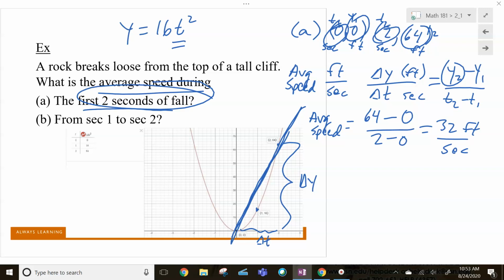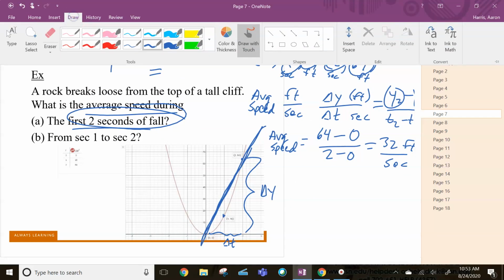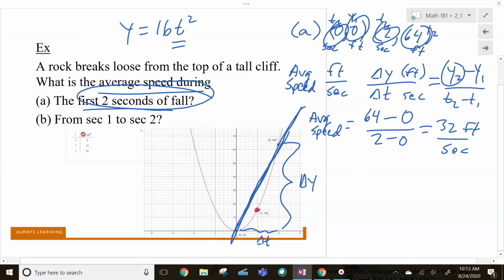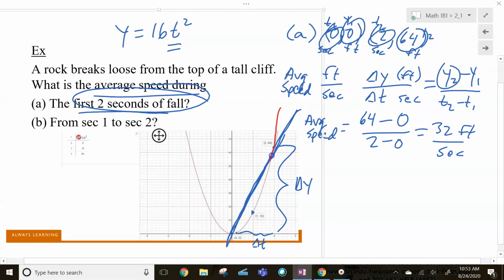So we could do the same thing if we went from the first second to the second second. Let's say we went now from 1 to 2 seconds. So what's this?